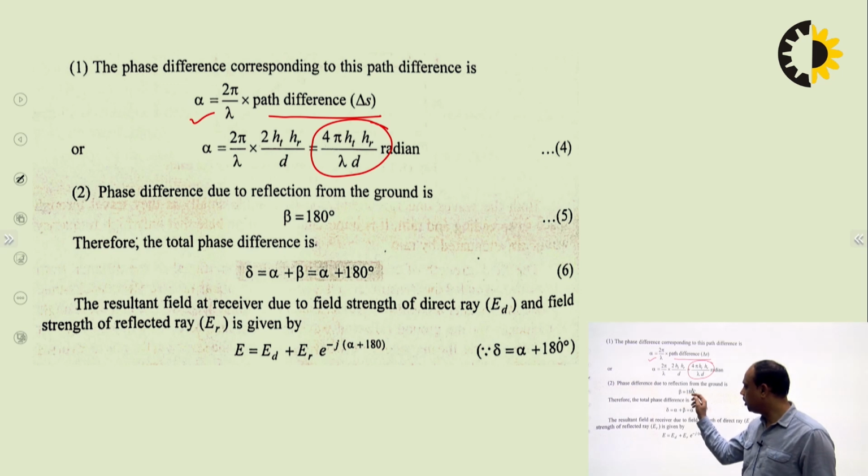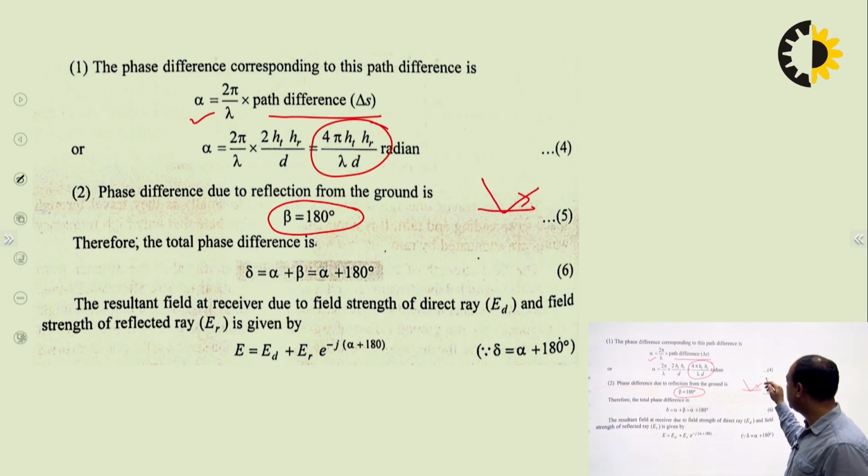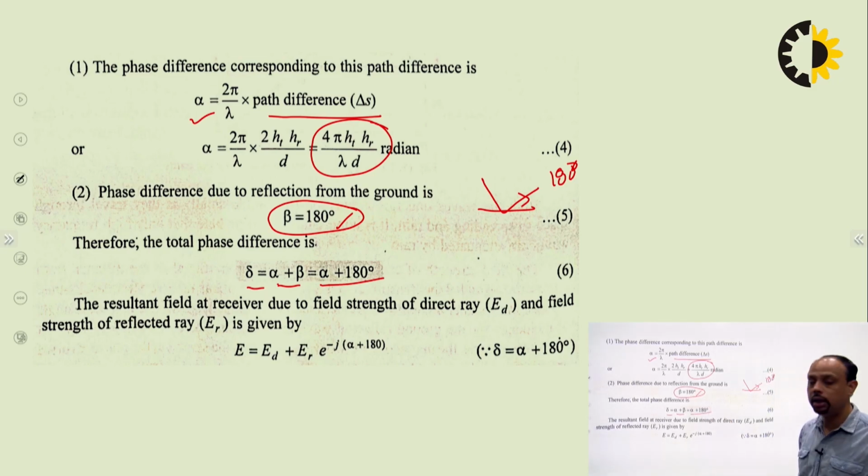And there is another term, beta, another phase difference added in the reflected wave due to the reflection from the ground. When the wave is reflected from the ground, it has a phase difference of 180 degrees. So this 180 degrees is also added to this alpha. So the total phase difference delta is equal to alpha plus 180 degrees.